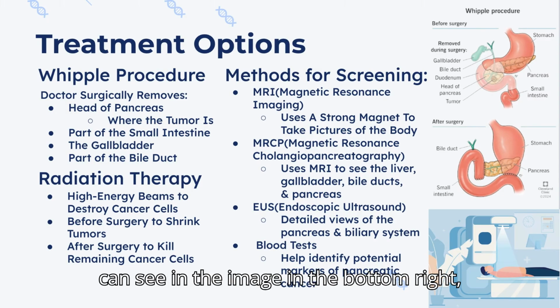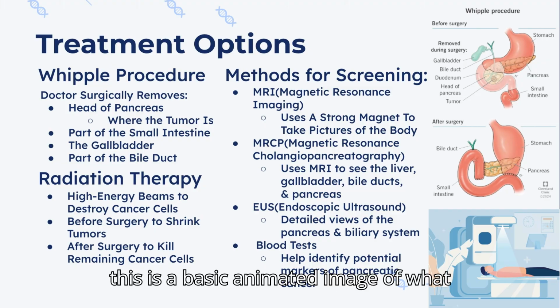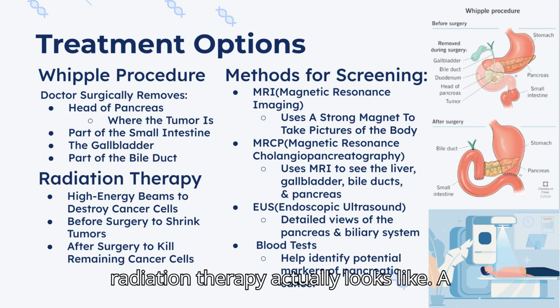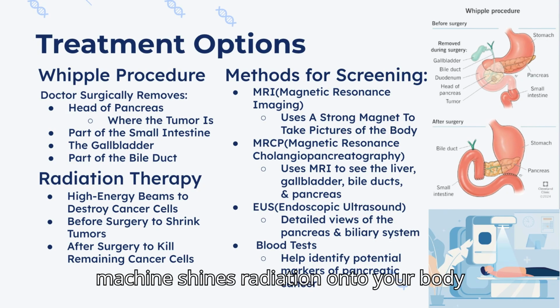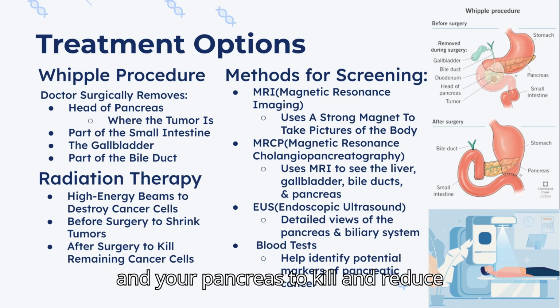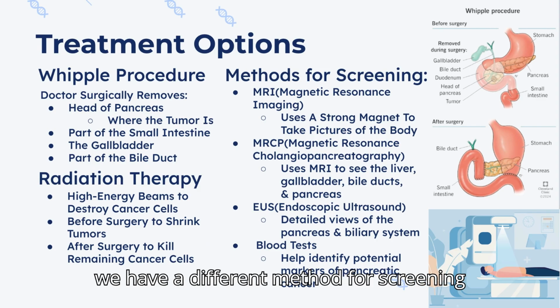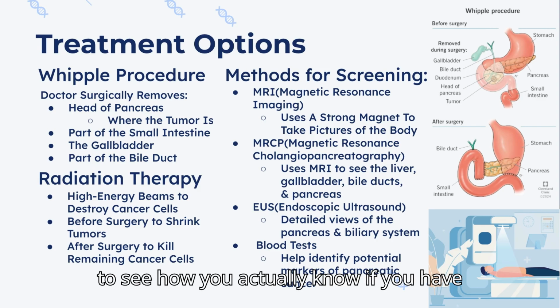As you can see in the image in the bottom right, this is a basic animated image of what radiation therapy actually looks like. A machine shines radiation onto your body and your pancreas to kill and reduce any tumors or cancer cells.